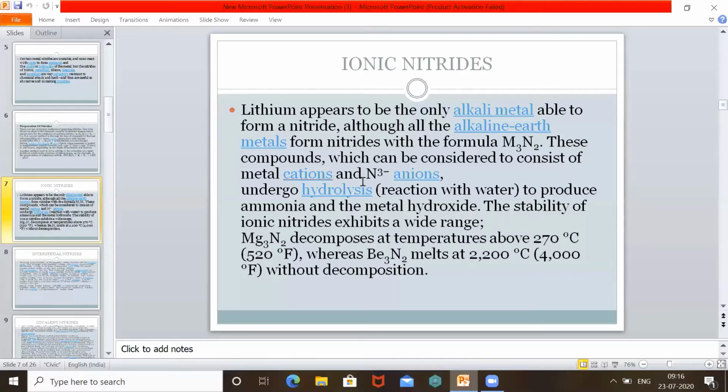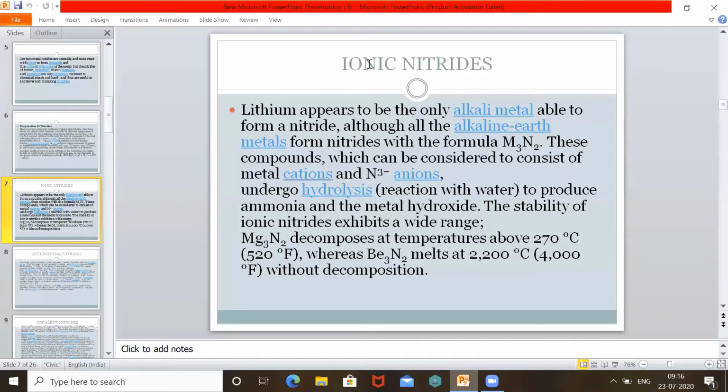Li3N. It undergoes a hydrolysis reaction with water to produce ammonia and the metal hydroxide. That means the metal has very low electronegativity. Magnesium also combines with nitrogen to form Mg3N2. Beryllium nitride, magnesium nitride and lithium nitride are examples of ionic nitrides.